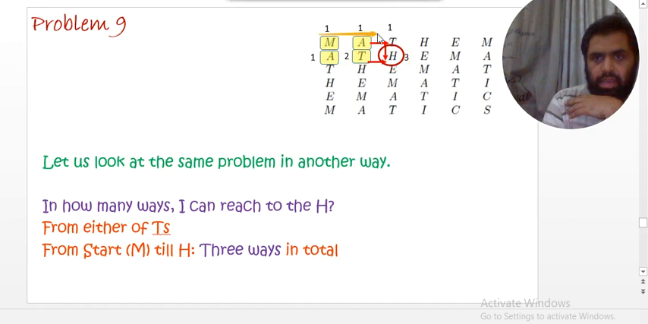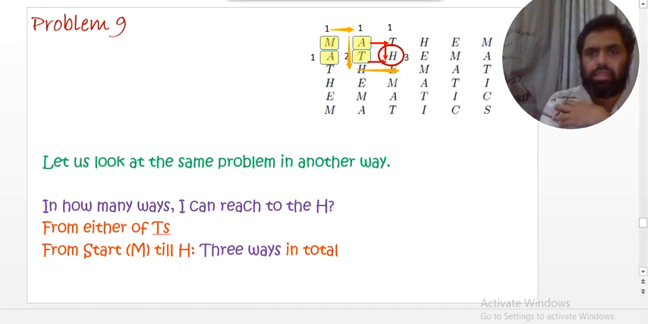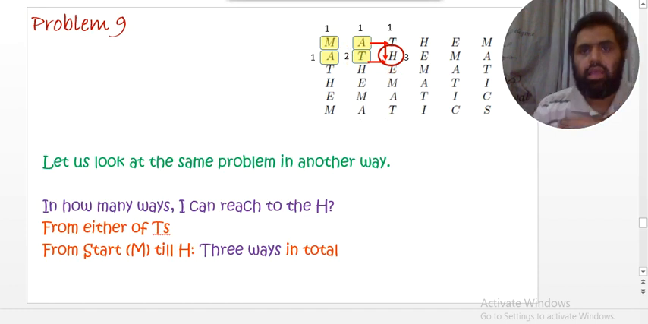So which three ways? M, A, T, and then T to H. This is one way. The second way is M to A and A to T and follow on to H. This is the second way. And the third way is M to A to T, and then T to H. This is the third way. So there are three ways to reach H.